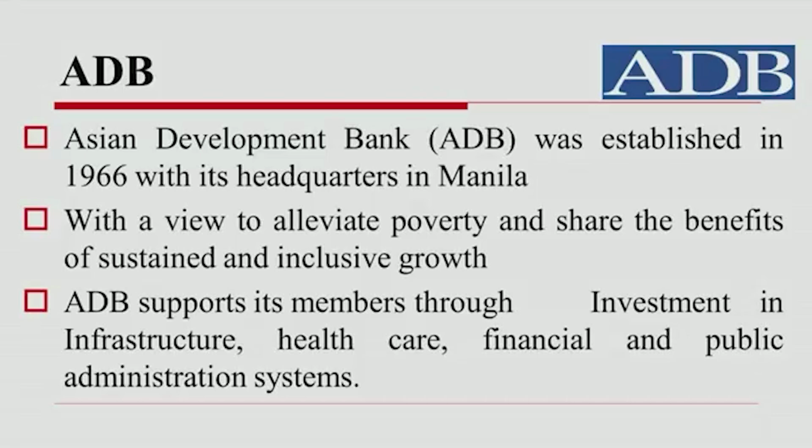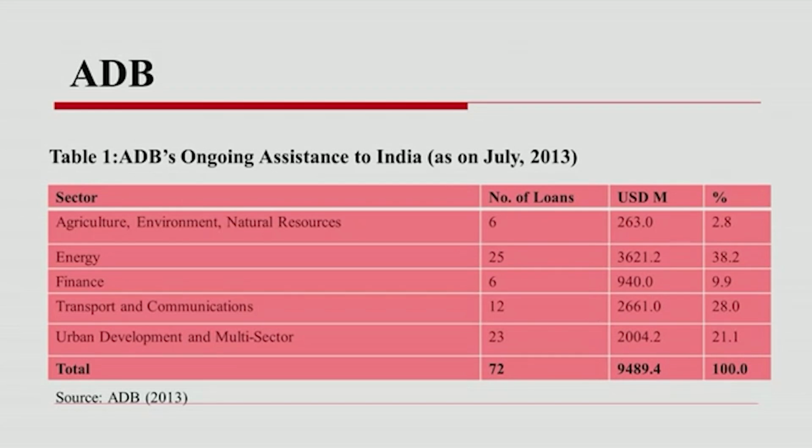Apart from this, especially in the Asian infrastructure development program, we cannot really ignore the contribution of the Asian Development Bank, which was established in 1966 with its headquarters in Manila, with a view to alleviate poverty and share the benefits of sustained and inclusive growth. Asian Development Bank is constantly working hard to support various infrastructure projects in Asian countries. It has supported its members through investment in infrastructure, healthcare, financial and public administration systems. One can see here the ADB's ongoing assistance to India as of July 2013.